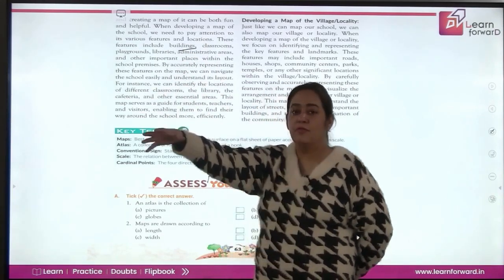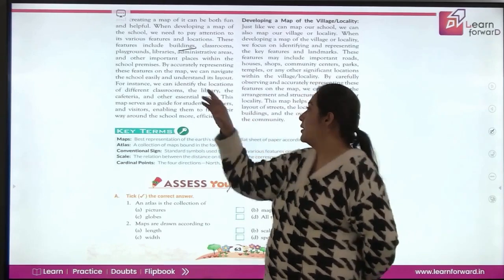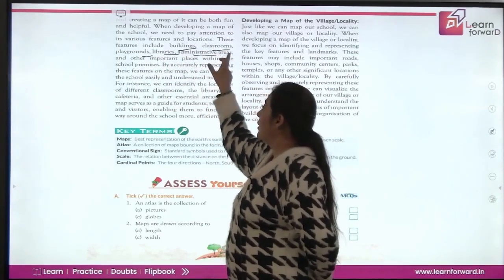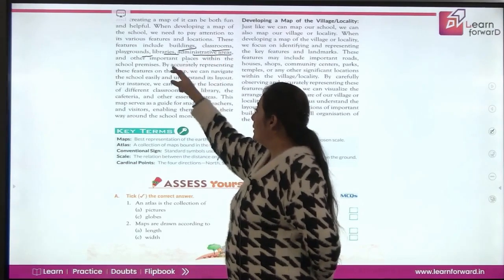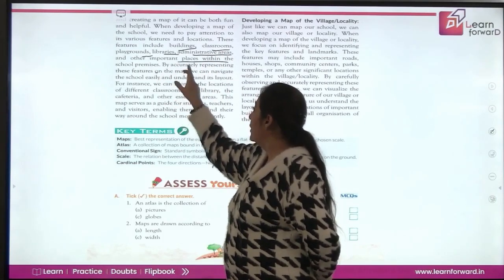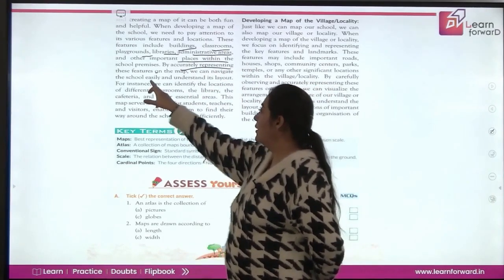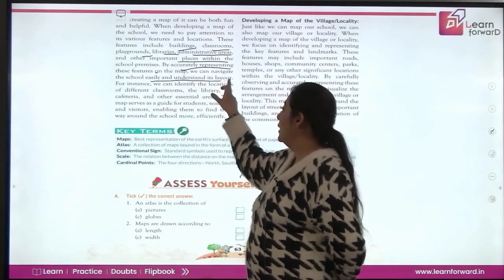ये प्राइमरी विंग है, ये प्री प्राइमरी है, ये सेकेंडरी है. फिर क्लासरूम बनाओगे, फिर प्लेग्राउंड बनाओगे, लाइब्रेरी कहाँ है, एडमिनिस्ट्रेटिव एरिया कहाँ है, और प्ले वाला प्लेसेस कहाँ है, स्कूल प्रीमाइसेस में कितनी जगह है आपके. By accurately representing these features on the map, we can actually navigate the school easily and understand the layout.